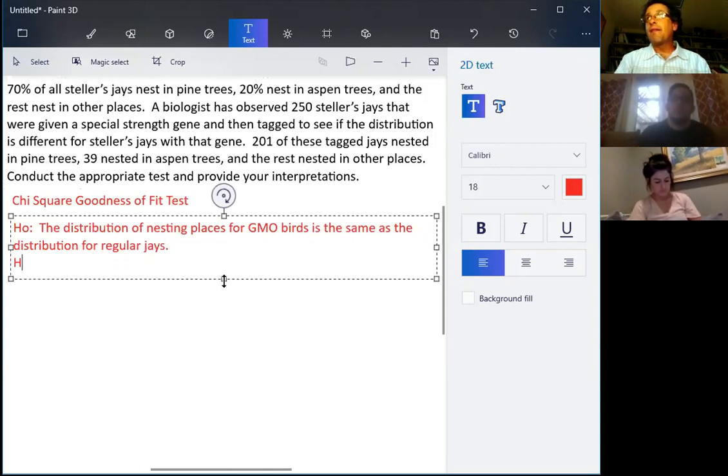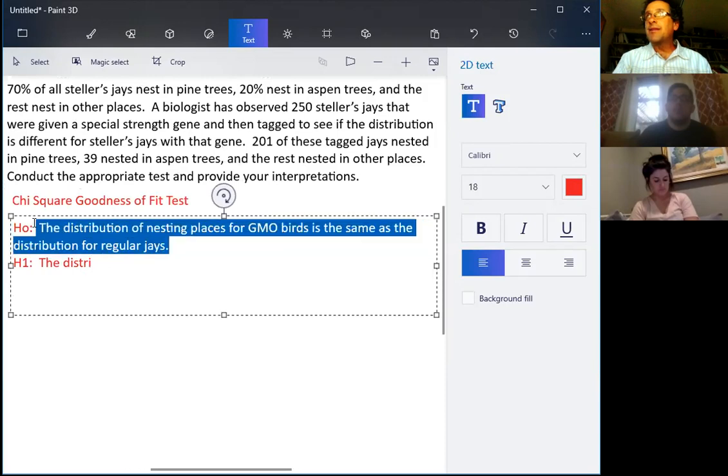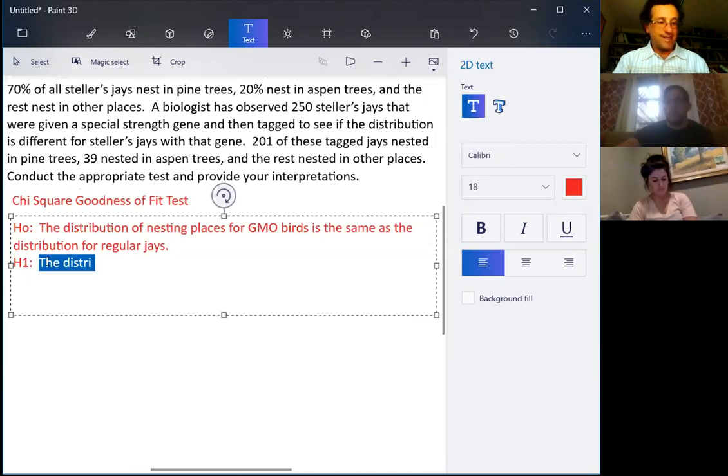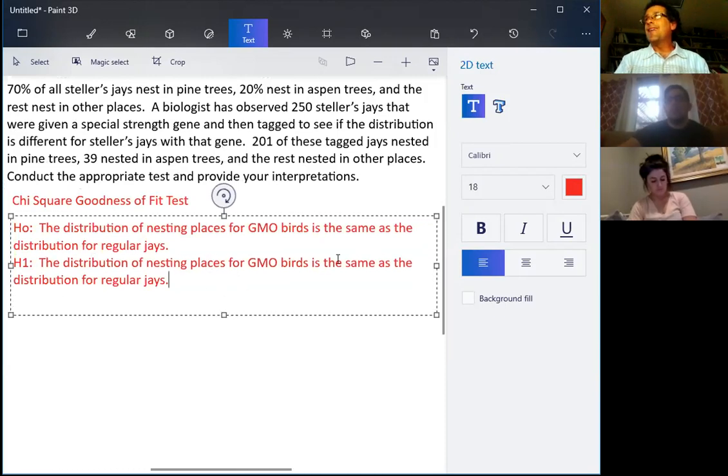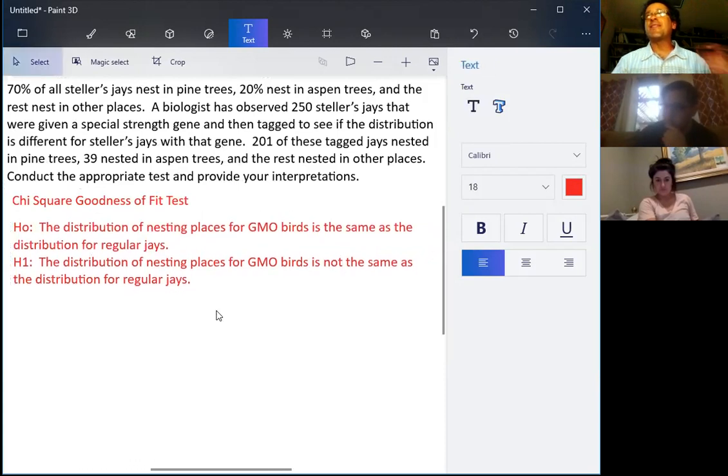And H1 is the distribution. So let me copy, let's see if I can copy and paste it in. It does, good. And then all I have to do is say the distribution of nesting places. So what word do I have to add in? There's only one word I have to add in. Not. So is not the same. So that's a good thing about typing, I can copy and paste it really well. Any questions on that?